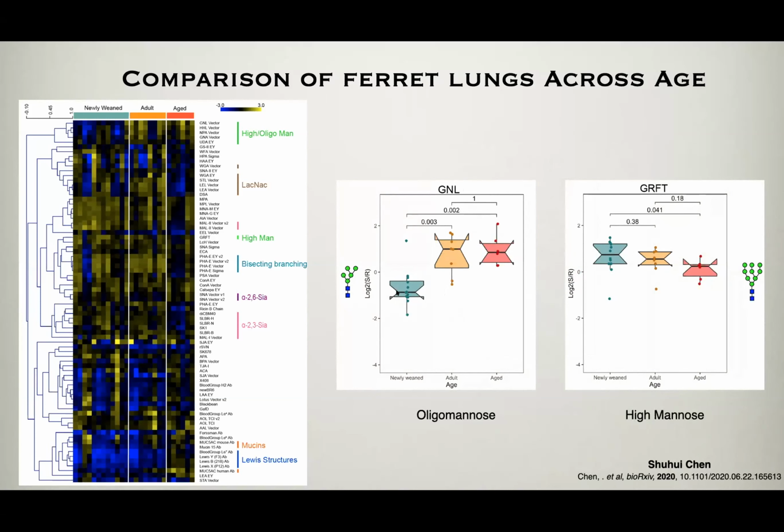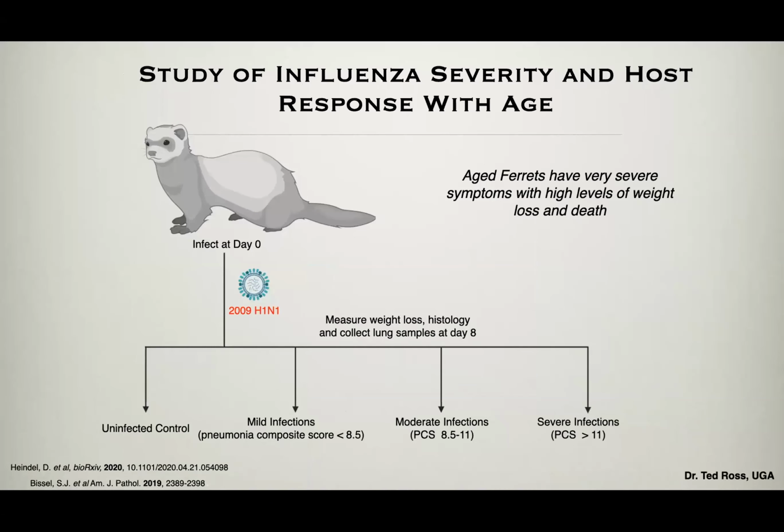And what we see is that the oligomannose portion, here indicated by GNA, you actually see a significant increase in adult and aged ferrets. But in the High-mannose portion, you actually go down a little bit in the aged, which is sort of interesting. Okay, but what happens with infection?